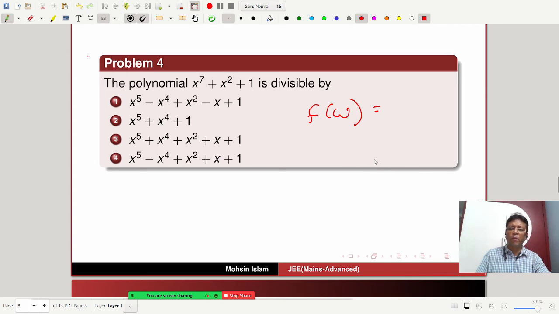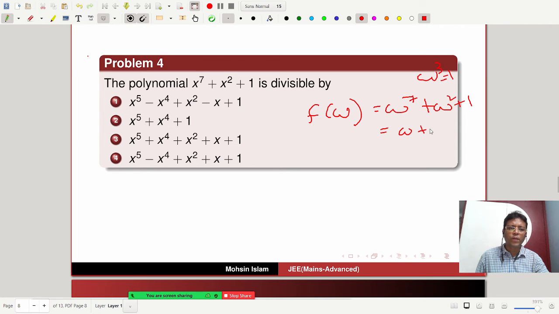This is a very specific problem. Not in all problems you can test for omega, but let us try for some. After that, I will give some theoretical explanation. f(omega) is omega to the power 7 plus omega squared plus 1. So omega to the power 7 is nothing but omega, because omega to the power 6 is 1, because omega cube is 1, correct?